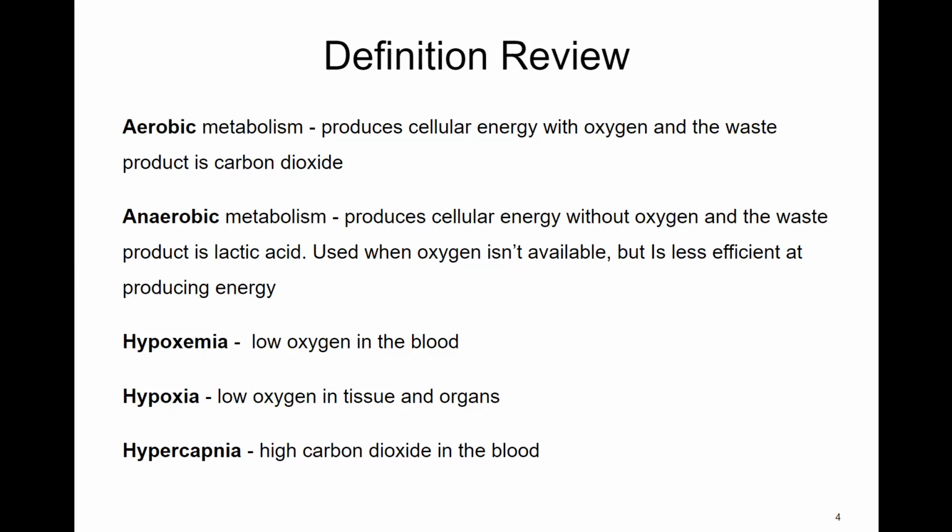Let's move on. Hypoxemia is low oxygen in the blood. Remember, emia is blood. Hypoxia is low oxygen in tissue, and hypercapnia is high carbon dioxide in the blood. It has the E-A in the blood.